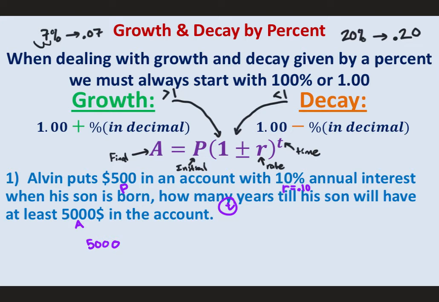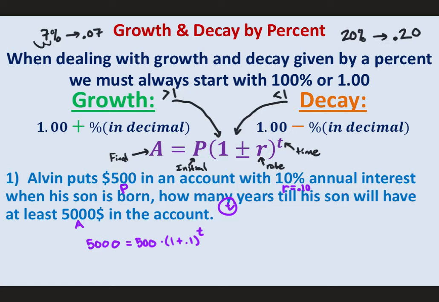Okay, that's what our final amount is going to be. We started with $500 times 1 plus 0.1, and we're going to raise that to the T power. All right, so now we're going to solve this equation. We're solving for T, so it's going to require a little bit of our new math that we've been learning, a little bit of simplification, different stuff's going to happen.